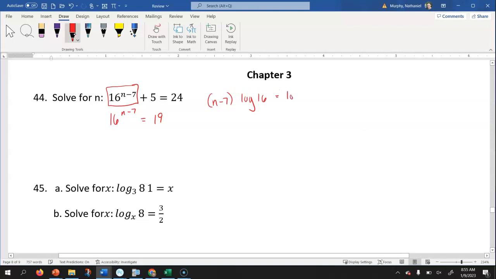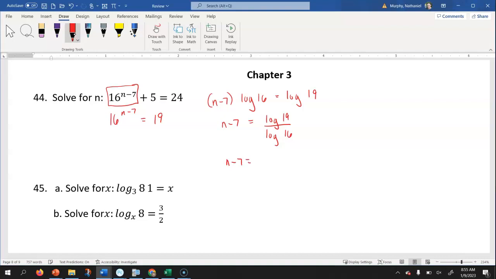And then equals, again, we're taking the log of both sides, we'd have the log of 19. So to solve this, I'm going to divide both sides by log of 16. So now I'd have n minus 7 on the left and log of 19 divided by log of 16 on the right.